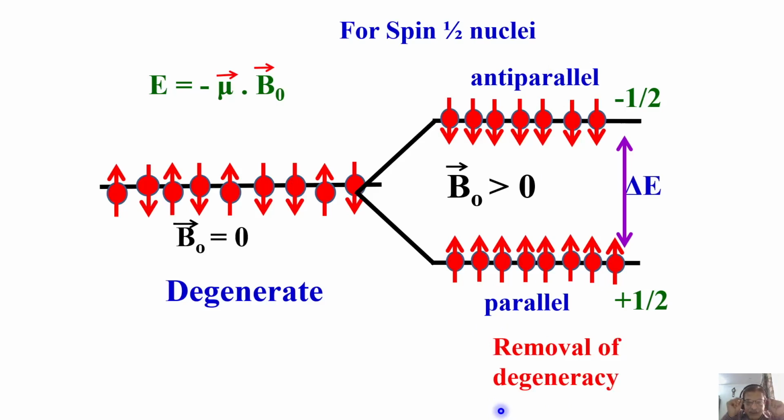What happened now? When I put the nuclear spin in the magnetic field, the magnetic moment interacted with the external field. As a consequence, the energy states get separated out because of the removal of degeneracy. This has one energy, this has another energy, and the difference between them is called delta E, the difference of energy.